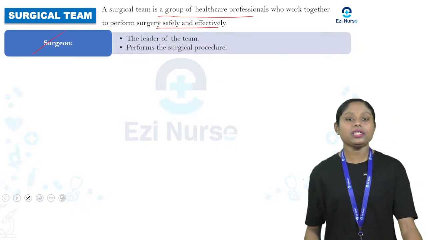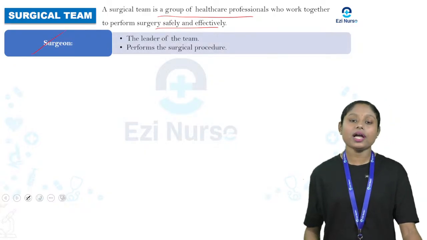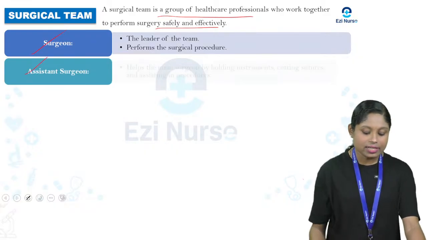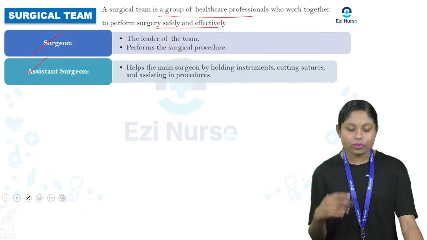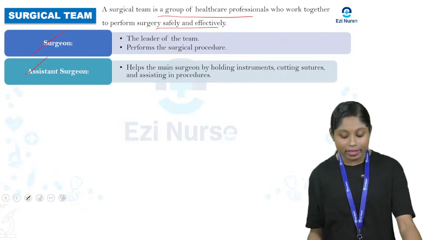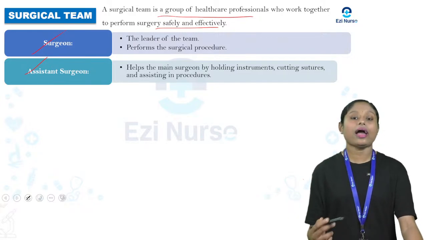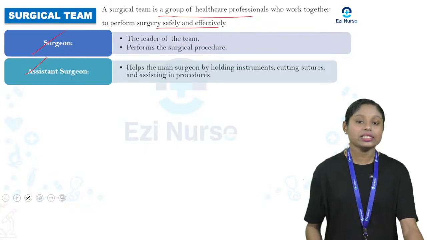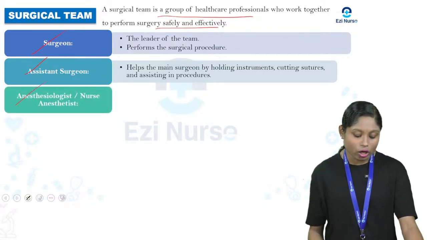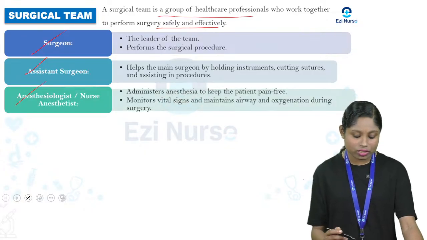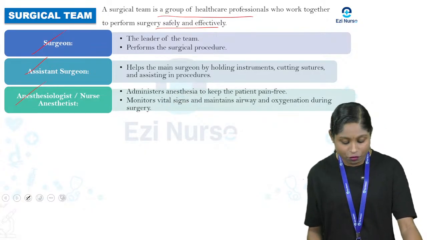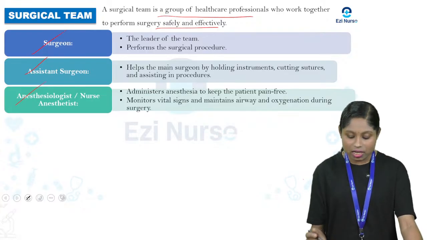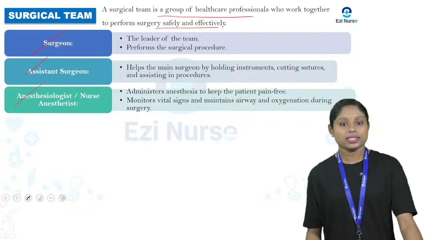Surgeon. The surgeon will be the leader of the team performing the surgical procedure. Assistant surgeon, helping the main surgeon by holding the instruments, cutting the suture and assisting in the procedure. Anesthesiologist or nurse anesthetist. Who is the anesthesiologist? Administering anesthesia to keep the patient pain-free, monitoring vital signs and maintaining airway and oxygenation during the surgery.